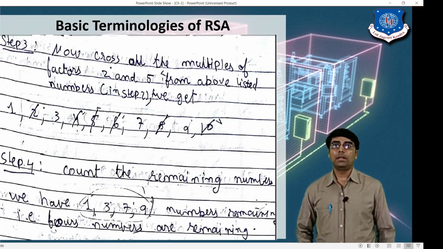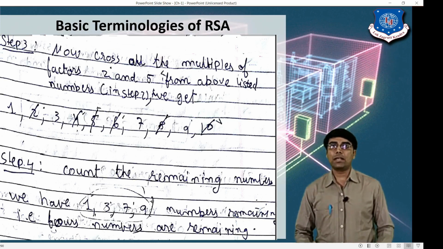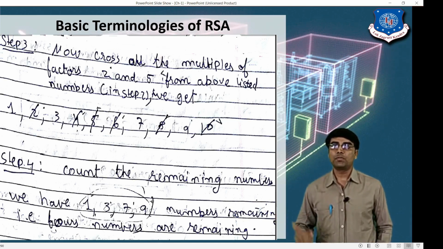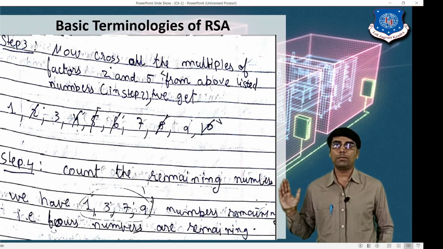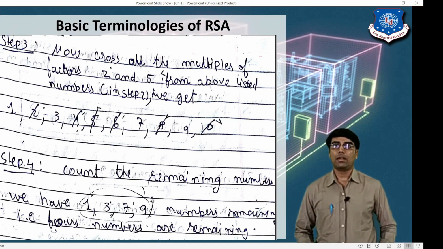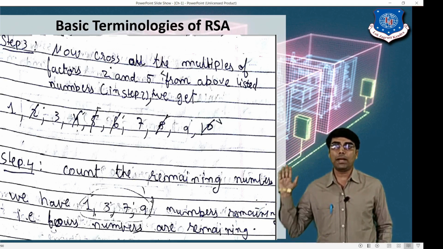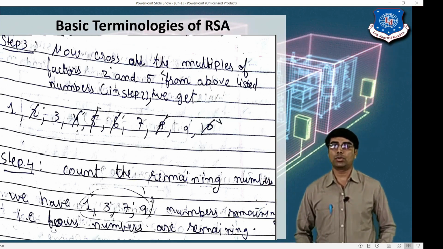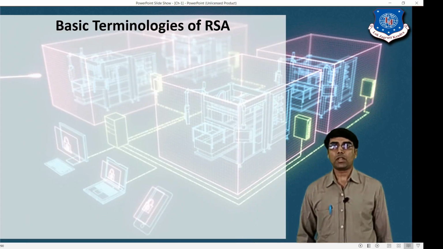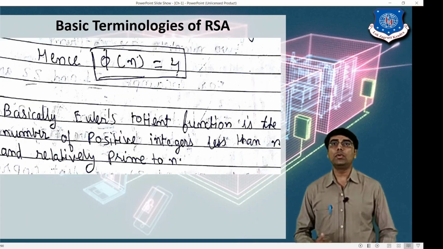Now in the third step, cross out all the multiples of the factors 2 and 5 from the numbers listed in step 2. So if we cross out the multiples of 2 and 5, we cross out 2, 4, 5, 6, 8 and 10. Now in step 4, count the remaining numbers. The remaining numbers are 1, 3, 7, 9. So the total is 4. So now phi of n equals 4.